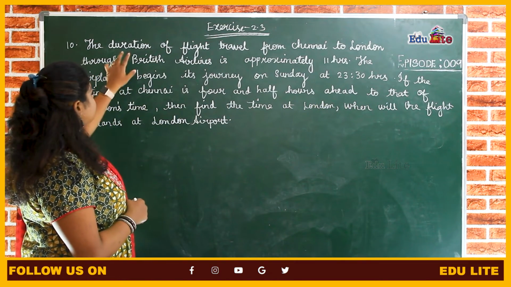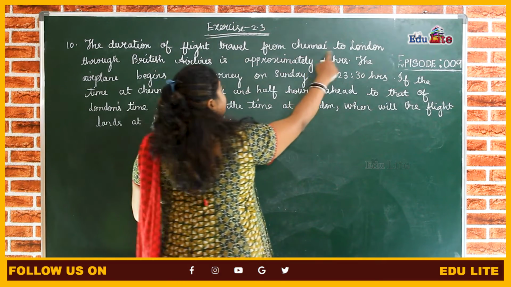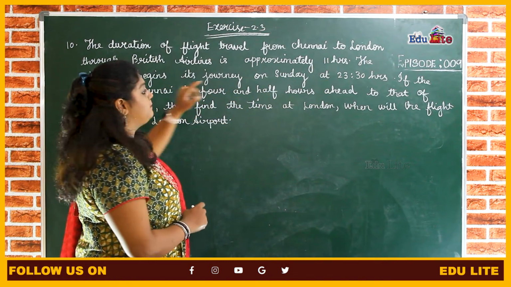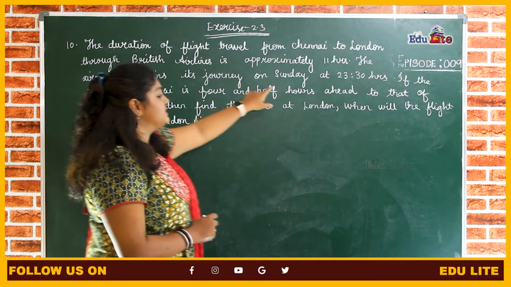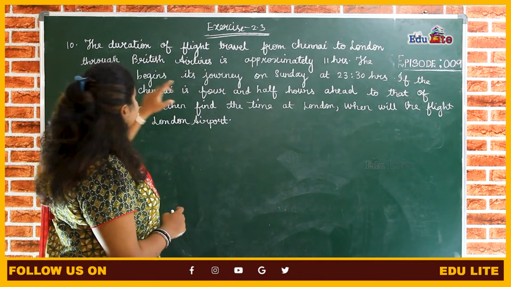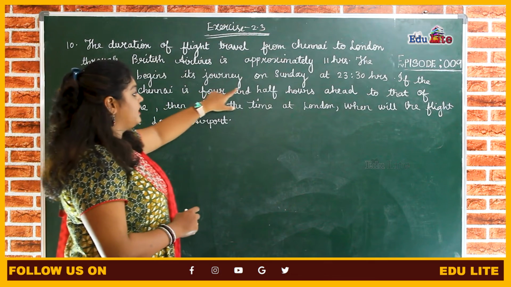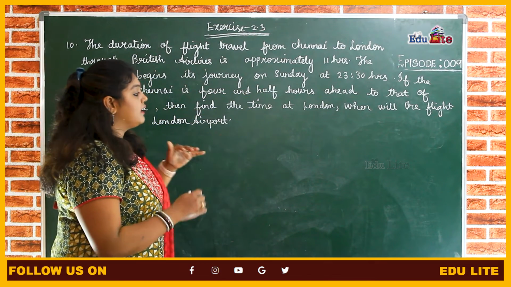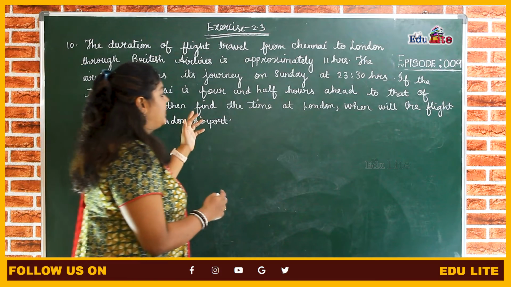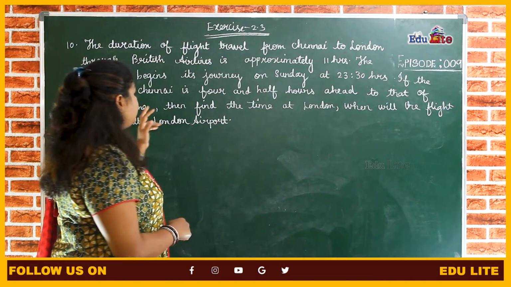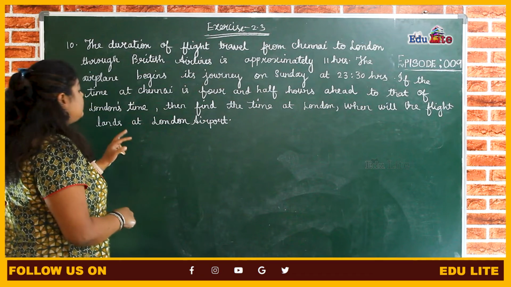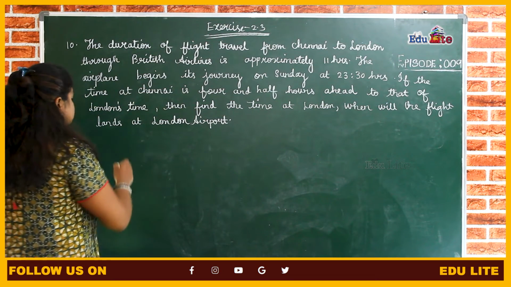What is given is the duration of the flight from Chennai to London is 11 hours, and the airplane started its journey on Sunday at 11:30. What we have to find is, if the time at Chennai is 4.5 hours ahead compared to London, we are 4.5 hours ahead, that is Chennai's time. We have to find the time at London when the flight lands at London airport. Let us find it.